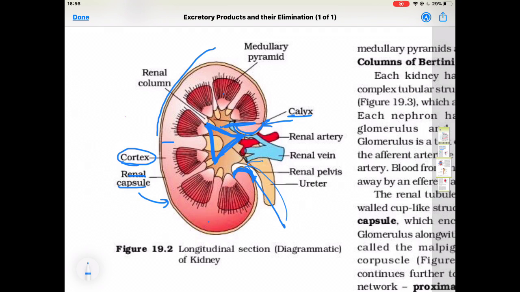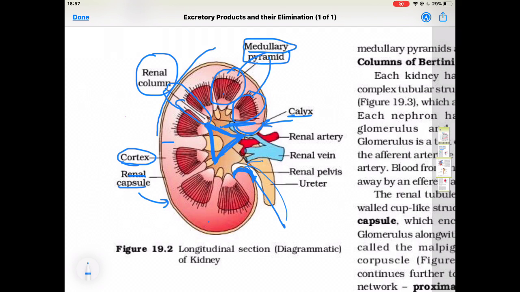In the inner medulla, conical shaped structures are present. You can see these conical shaped structures. These are known as medullary pyramids, and these are attached with the calyces. Again, the cortex in between the medullary pyramids, we call it the renal column, that is known as renal column and columns of Bertini.